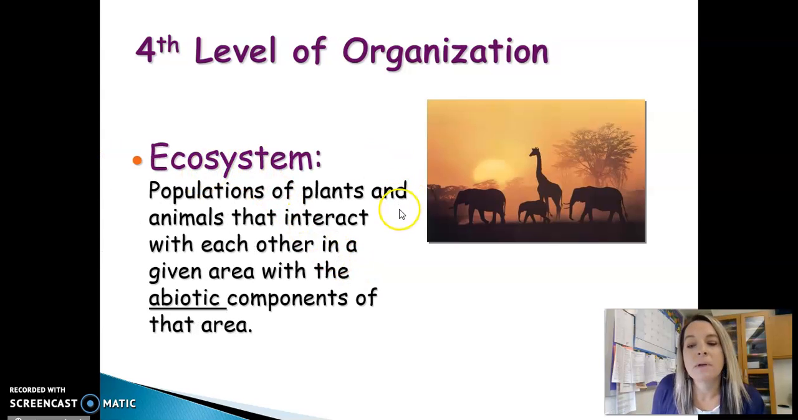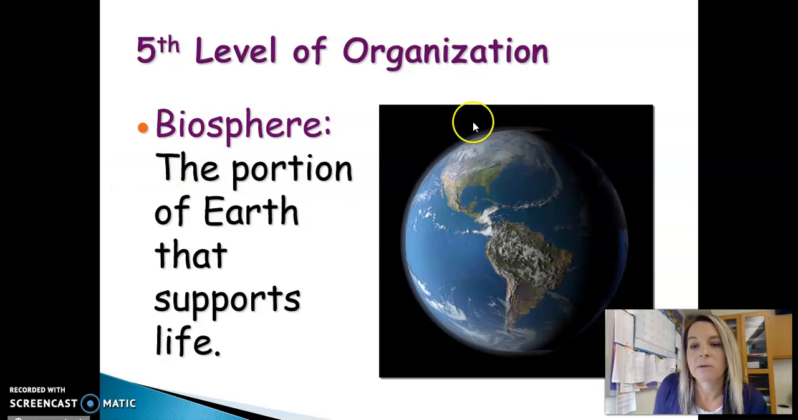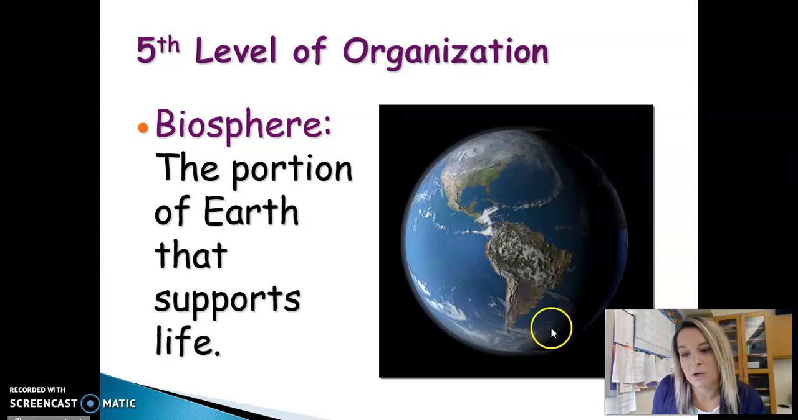Ecosystems are a combination of all those living communities mixed with the abiotic components, the air, the sun, the dirt, the water, the dust. And then your fifth level is when you take all of those ecosystems and add them up across the globe, you get your biosphere. If you peel off the layer of an apple, if you peel off the layer of the earth that supports life, that's your biosphere. Bio means, that's right, life. Sphere is a circle. Biosphere, the living part of our earth.